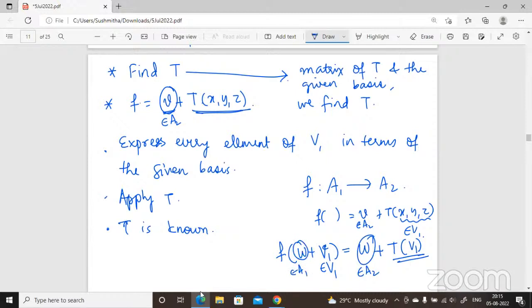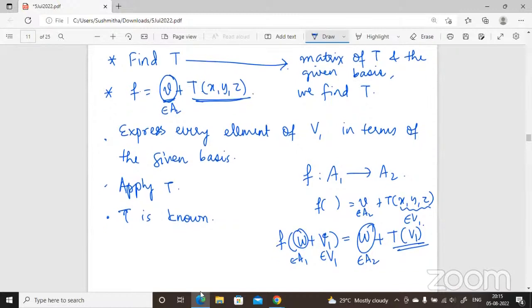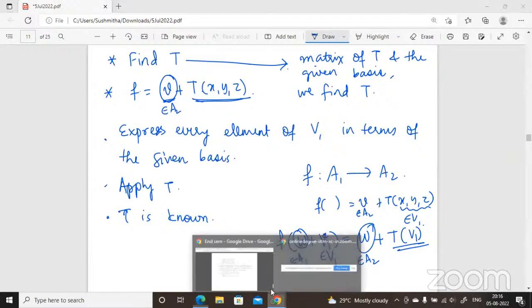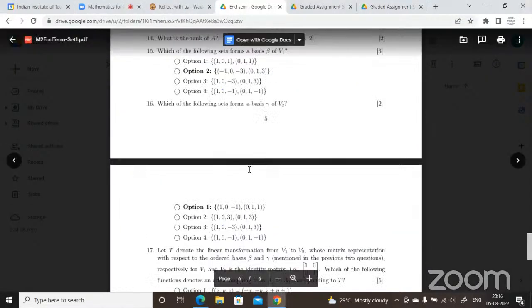Okay, ma'am. Is it clear to everyone? It's a step-by-step process. That is why all these questions are interconnected.